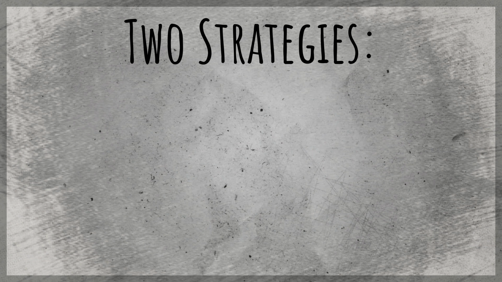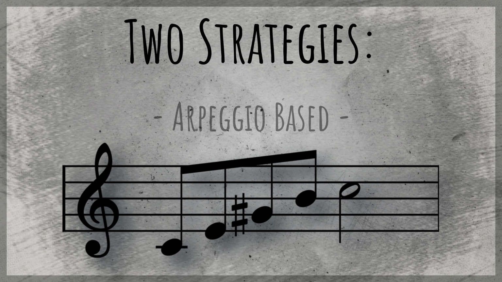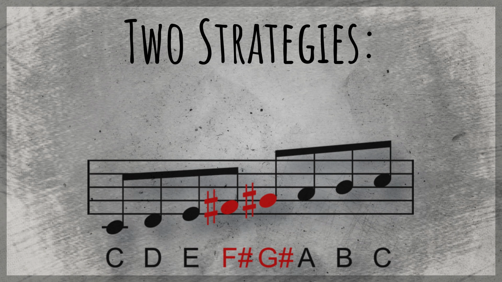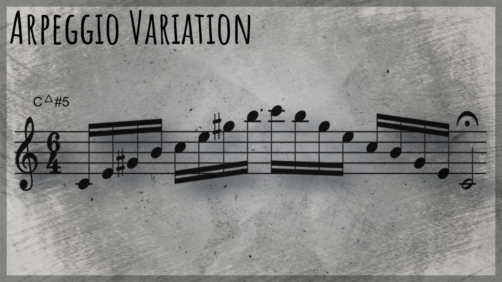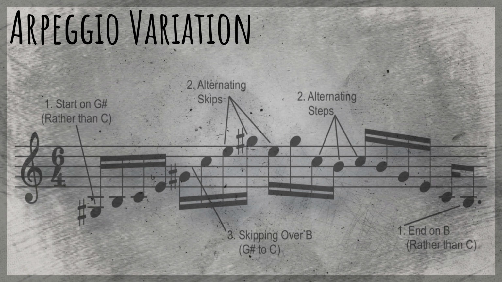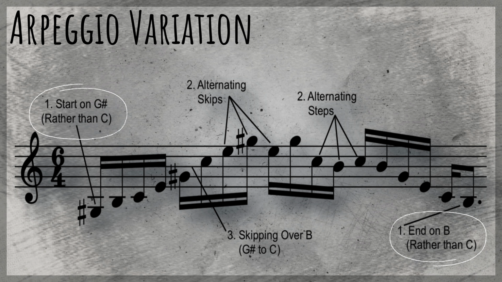For my writing process, I consider two general strategies for building melody. One being arpeggio-based variation, and two being chord scale variation. To start with arpeggio variation, use an ascending and descending root position pattern that fits within your desired pitch range. From here, you can alter it by starting and ending on any pitch in the sequence. You can also alternate between neighboring pitches or skip pitches that appear in the natural order of the sequence.